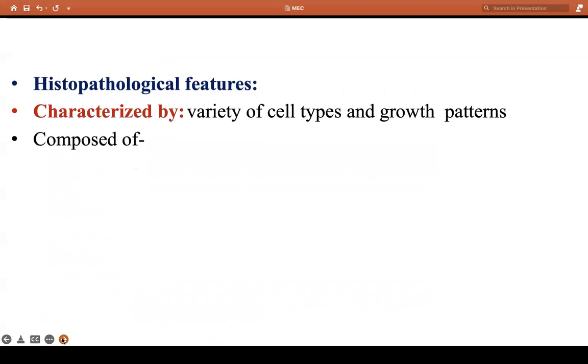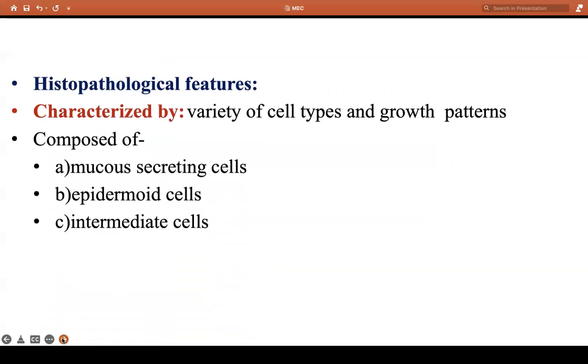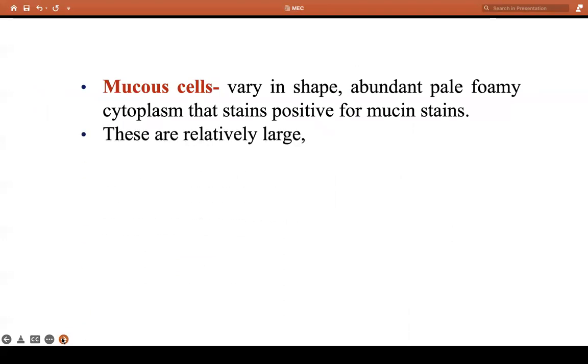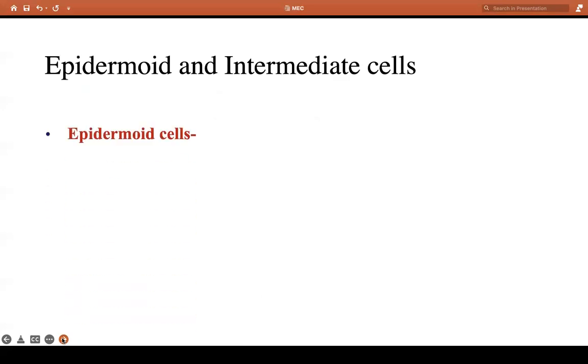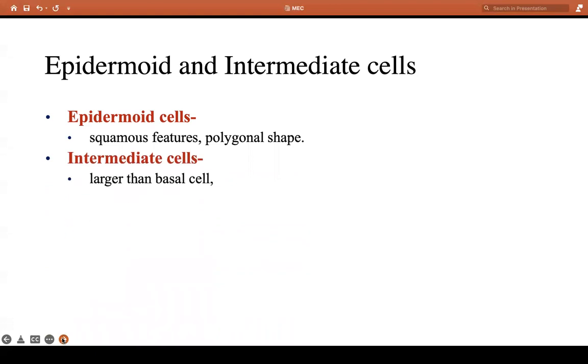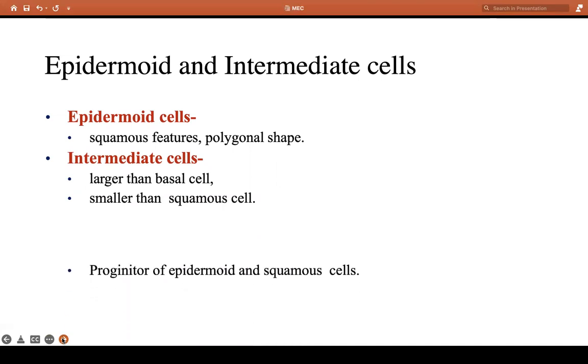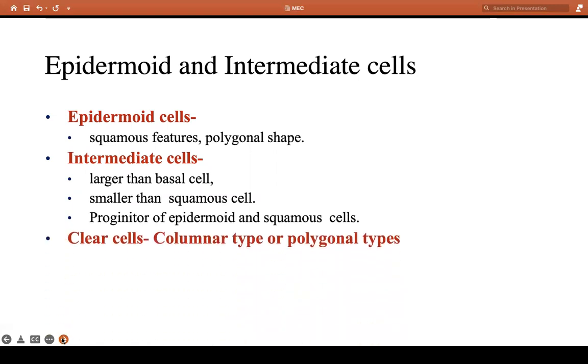So histopathological features, we discussed different variations of presence, constant ratio of the mucus secreting cell, epidermoid cell, intermediate cells, columnar cells, mucus cells. When more than 30%, low grade. In the high grade, you have to use the mucicarmine to identify the mucus cells, which are cuboidal, ovoid, columnar, goblet cells, clear, positive for mucicarmine and PAS stains. Intermediate cells are smaller than the squamous cell, larger than the basal cell and the myoepithelial cells. These are the progenitors from which the squamous cell arises.